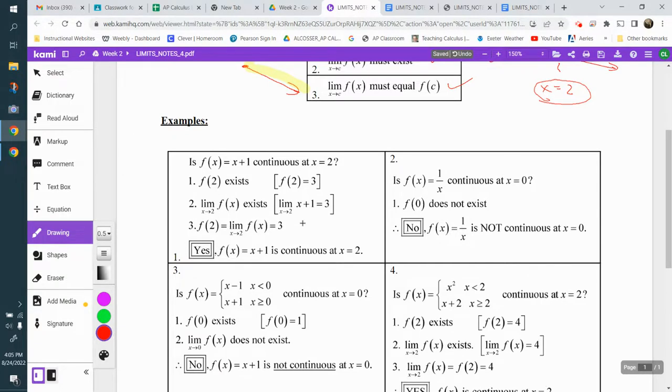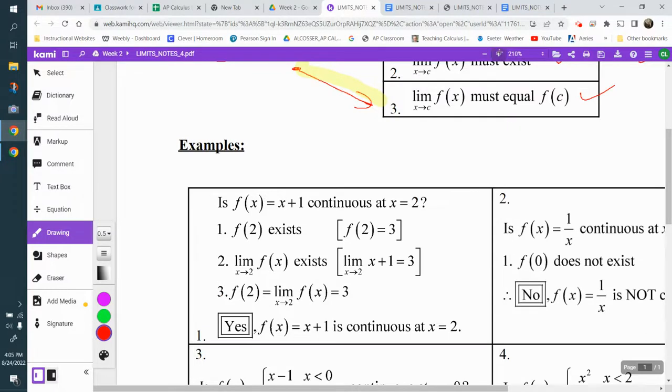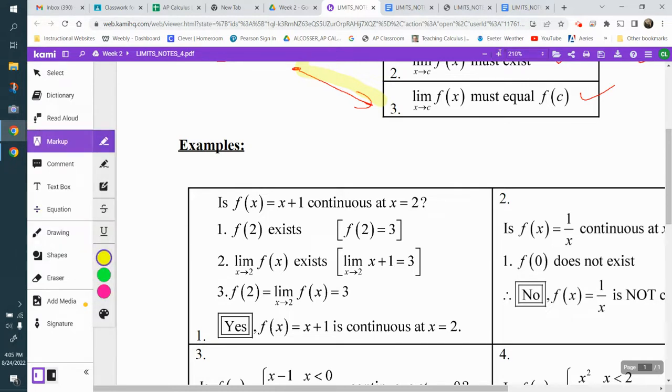So this is my first question here. I'm going to make it a little bit larger. Let's see if that works. There we go. This is my first question here. So I've got this function. We're just working with 1 right here, and it says, is f of x continuous at x equals 2? So let's just draw this graph real quick here.